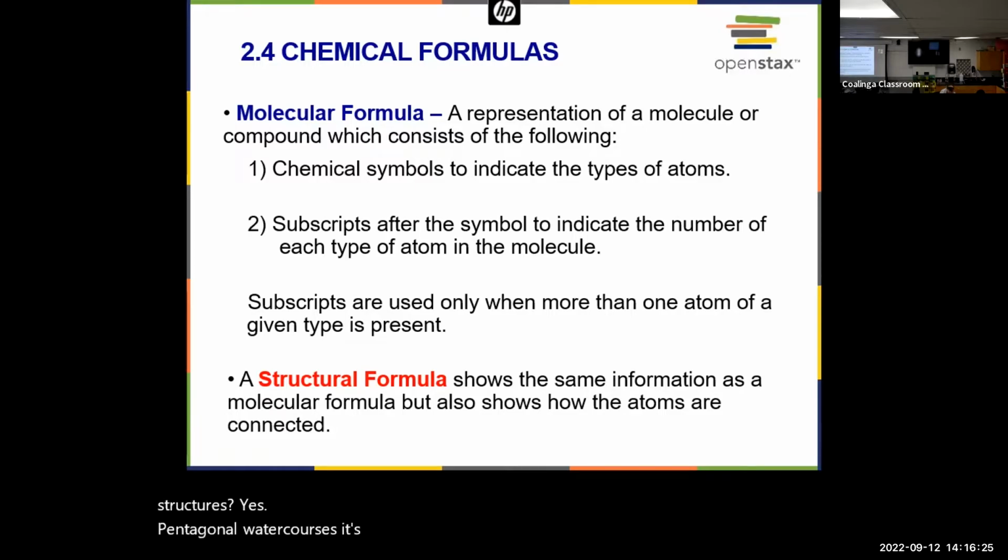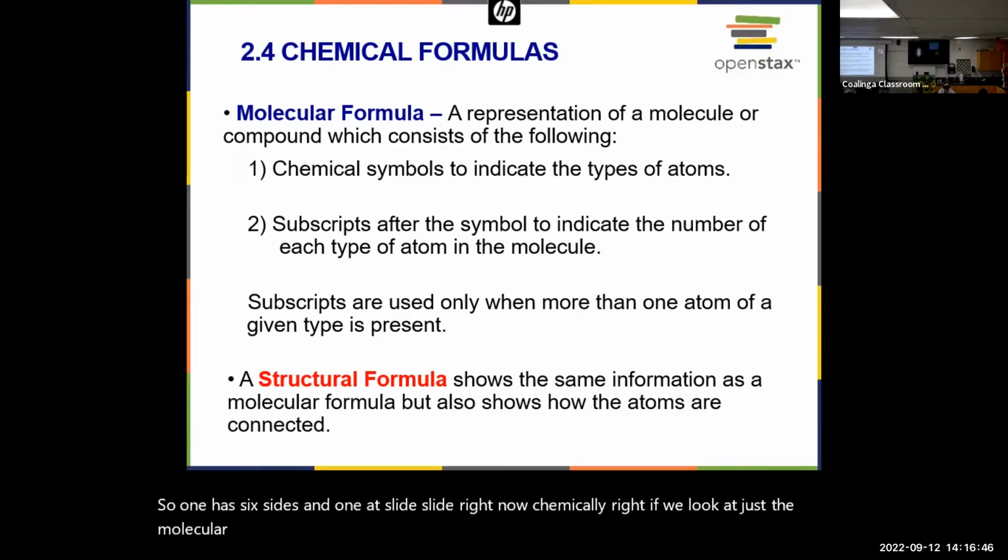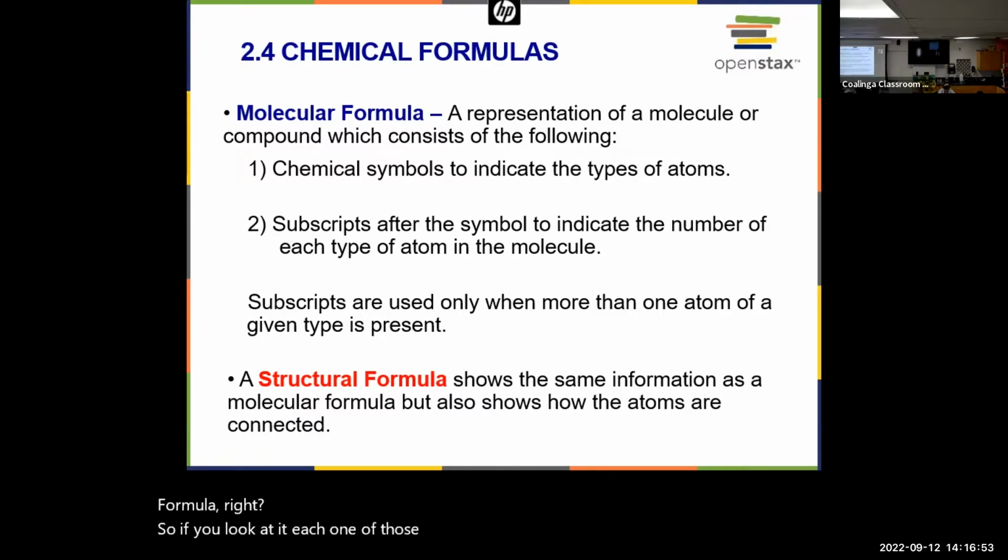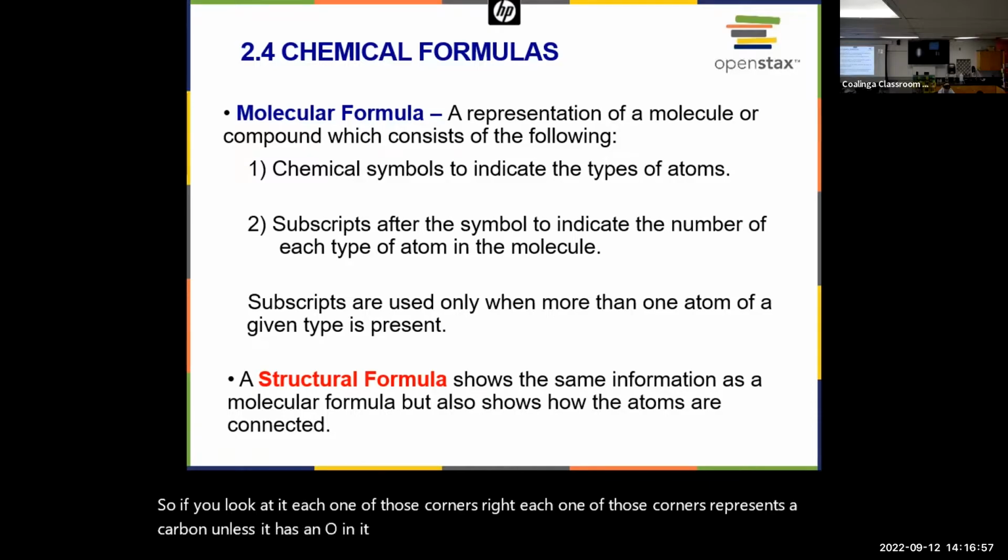So one looks like this, and one looks like this. So one has 6 sides and one has 5 sides, right? Now, chemically, if we look at just the molecular formulas, they both have exactly the same formula. Each one of those corners represents a carbon, unless it has an O in it. So do me a favor and count those corners.